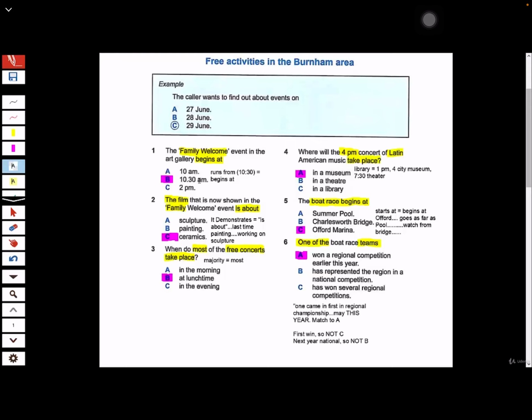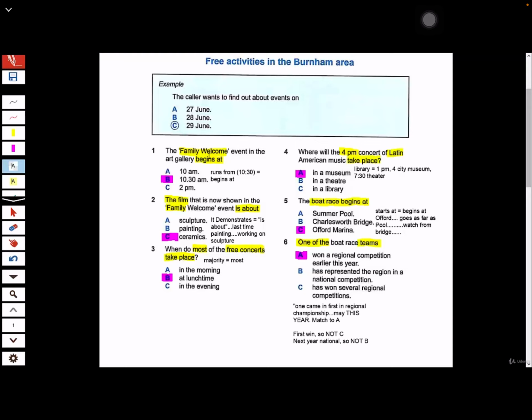They said that the gallery opens at 10, but they want to know what time does the family welcome event begin. Right? And they said it begins or runs from 10:30 to 2 p.m. 2 p.m. is the closing time. So as I told you, they're going to say all of the answer choices, but only one of them is connected to begins at.